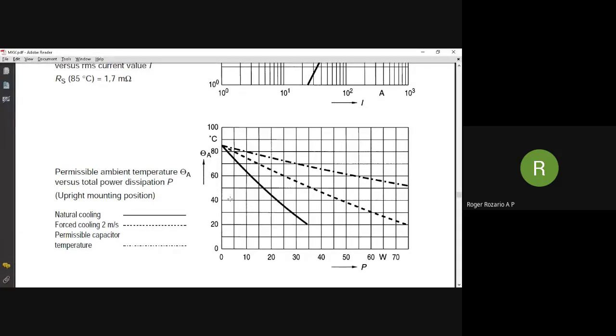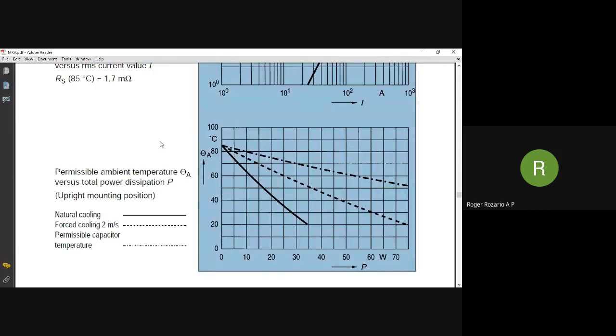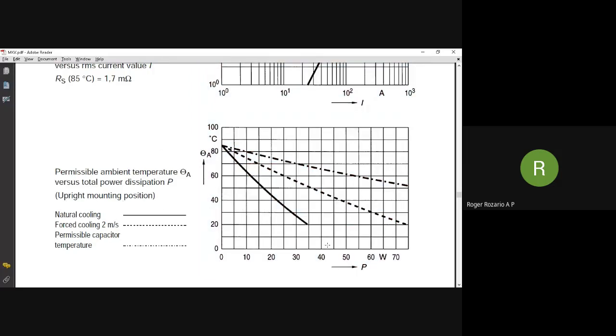Okay, power dissipation. Look at the power dissipation. The solid line is natural cooling. With the help of natural cooling, look at the power dissipation. It dissipates only 35 watts of power at 20 degrees Celsius. But when the temperature increases to 80 degrees Celsius, it dissipates 0 watts of power.